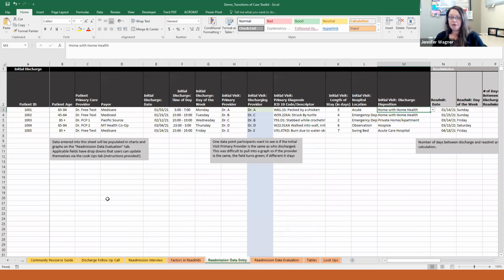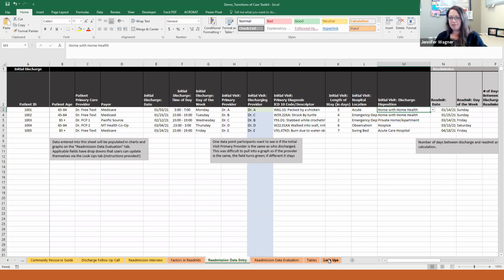Next, we have our readmission data entry. So this is information at the patient level that helps us identify why we might have a readmission. It's designed to be redacted, and this is just some test information here. And the data in this sheet will then be populated into charts and graphs on the readmission data evaluation tab. We have drop-down menus that are built in the lookups tab down here, and in the lookups tab there's instructions on how to use it.